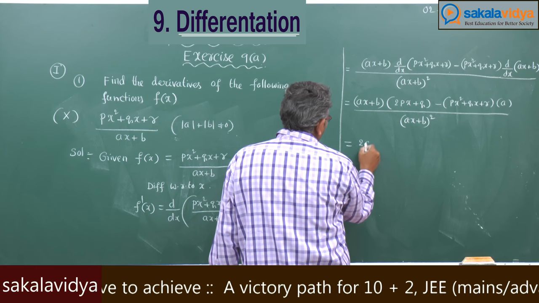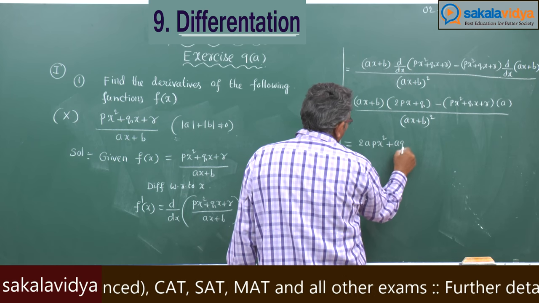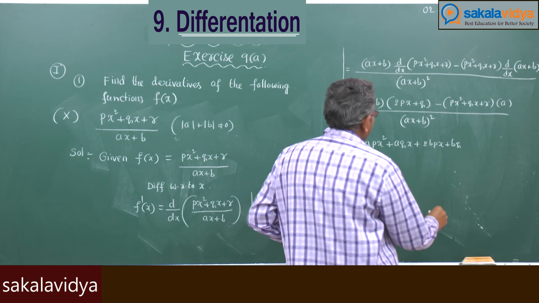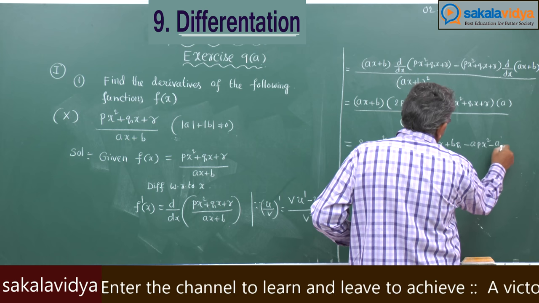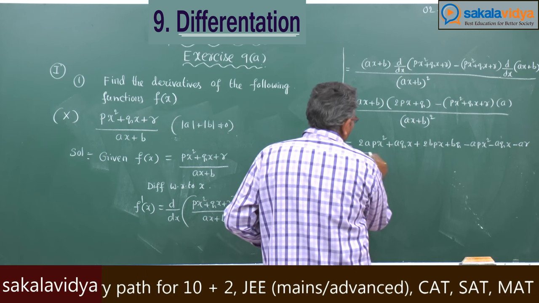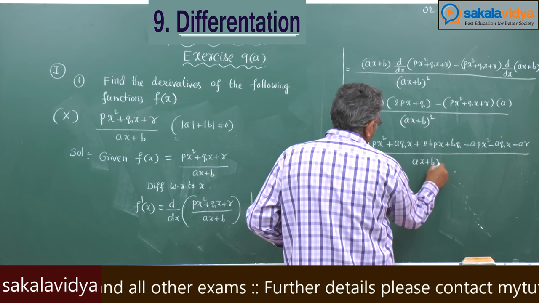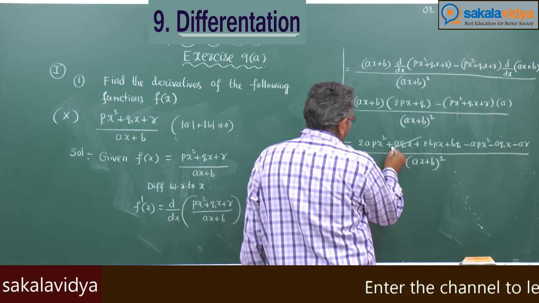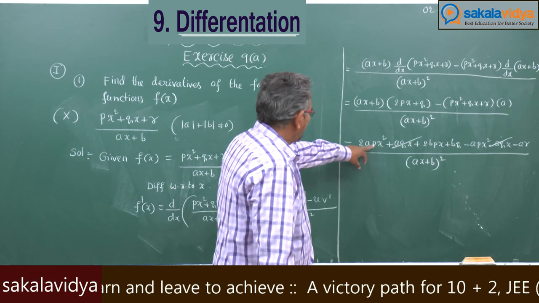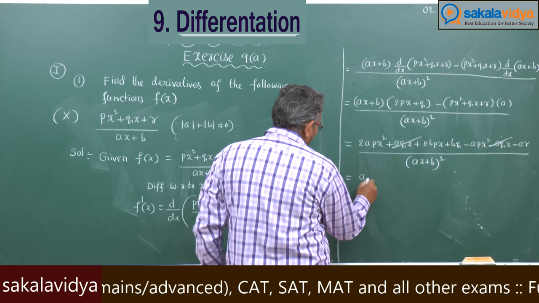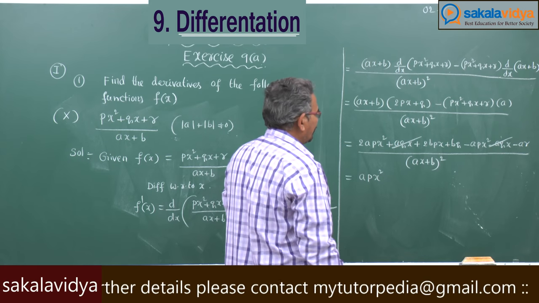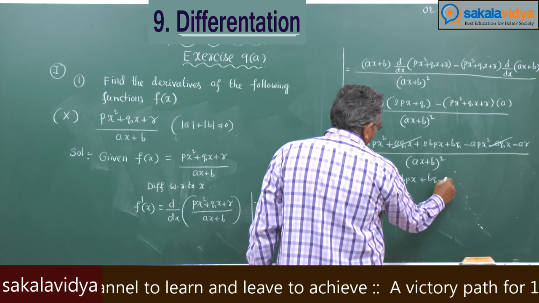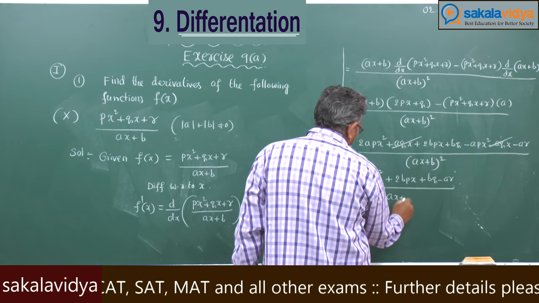A x into 2p x, 2apx square plus aqx plus 2bpx plus bq, and minus apx square minus aqx minus ar, divided by a x plus b whole square. So now in the numerator, observe that some terms get cancelled. Here aqx, aqx gets cancelled. 2apx square and minus apx square becomes apx square. So these are simplified. Plus 2bpx plus bq minus ar, divided by a x plus b whole square.